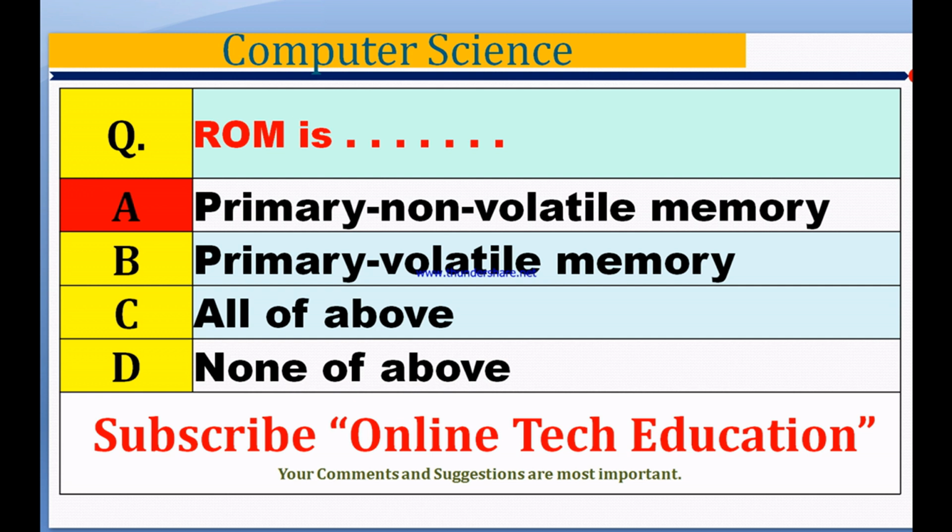ROM is primary non-volatile memory. All of the above, none of the above. ROM is primary non-volatile memory. A option.